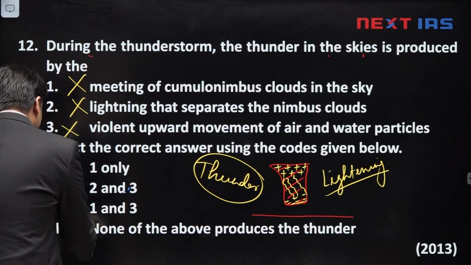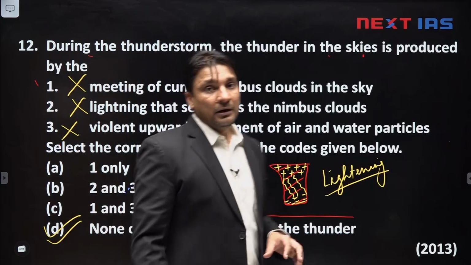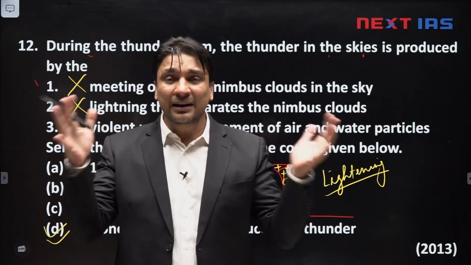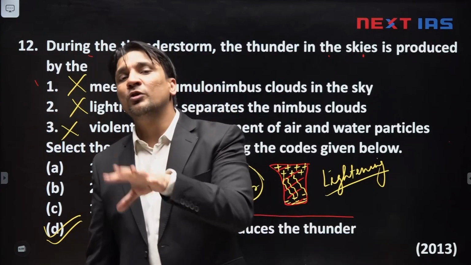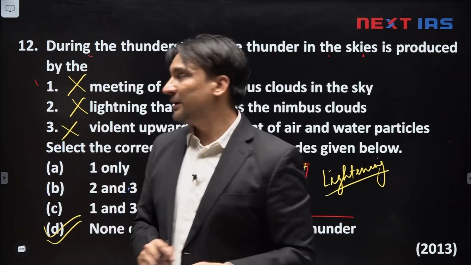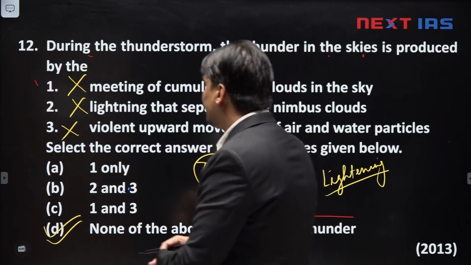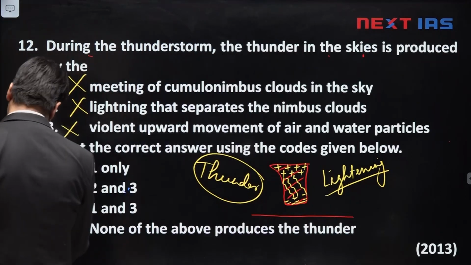So D is the correct option. The correct answer would have been thermal expansion and contraction of air due to lightning in a cumulonimbus cloud. That is the correct statement. That is correct explanation for thunder in the thunderstorms.